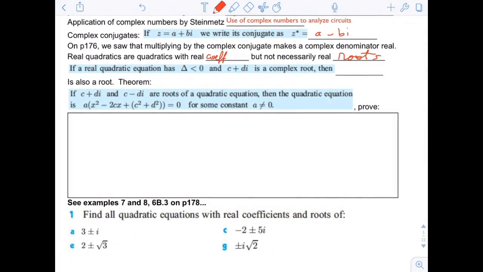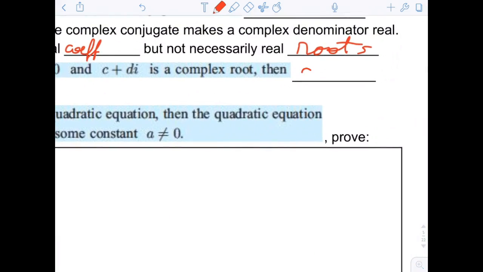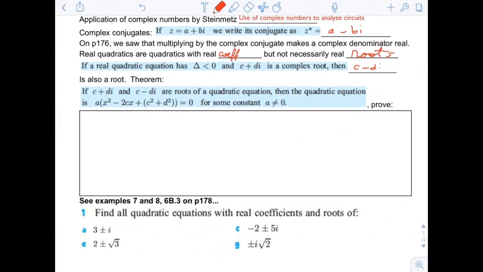If a real quadratic equation has discriminant less than 0 and c plus di is a complex root, then the complex conjugate c minus di is also a root. So if c plus di and c minus di are roots of a quadratic equation, then the quadratic equation is a(x squared minus 2cx plus c squared plus d squared) for some constant a not equal to 0. And it says to prove it.